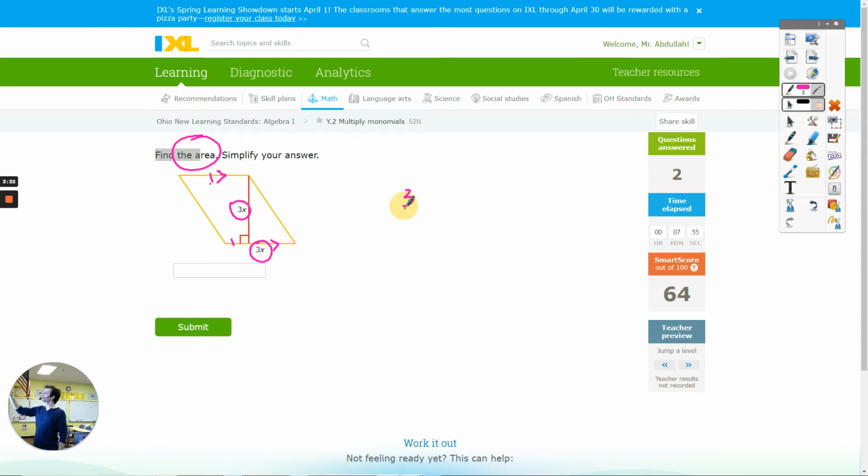So what we do is 3x is the base times height. If you have a four-sided figure, you do not divide it by 2. If you have a triangle, your area is going to start with 1/2, which means divide your answer by 2. So in right here, 3 times 3 is 9, x times x is x squared. So 9x squared would be my answer for this question.